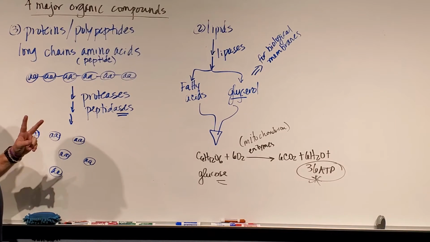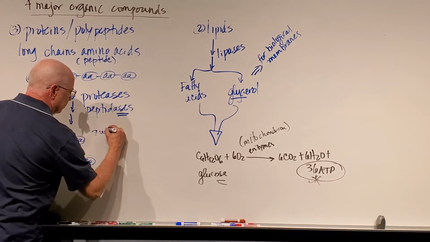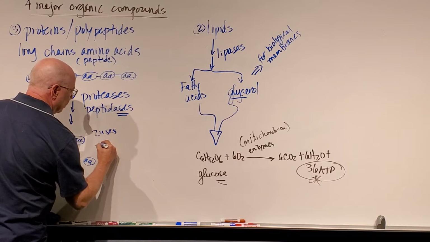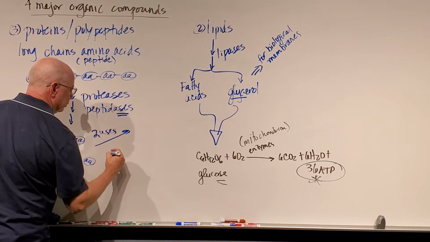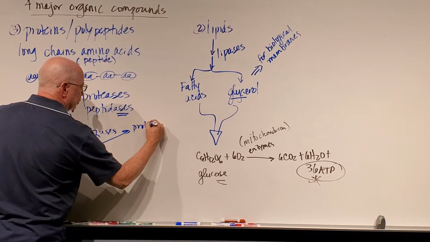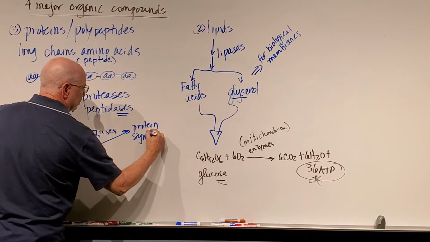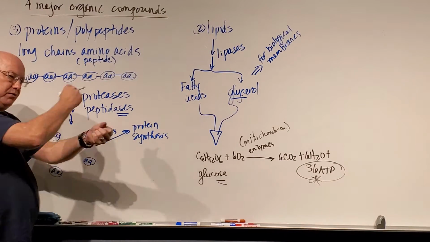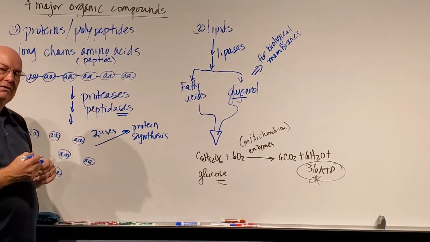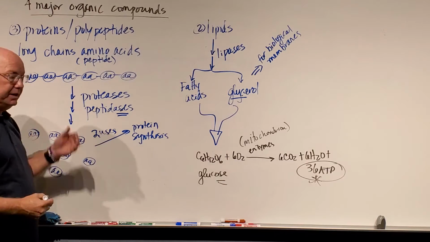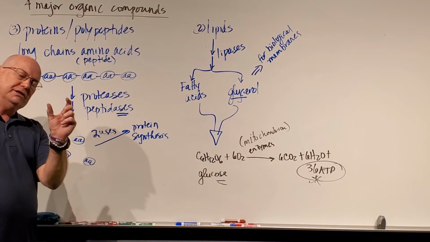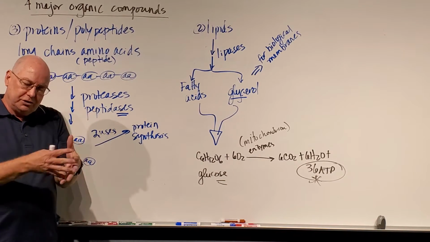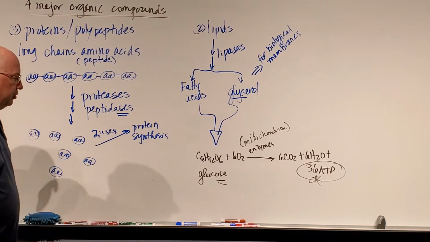Now, there's two uses for amino acids. One is protein synthesis. The ribosomes of my cells are going to take amino acids and rearrange them into the proteins that my cell needs. All proteins are made out of these amino acids. I just need the messenger RNA that tells me what order the amino acids go in.